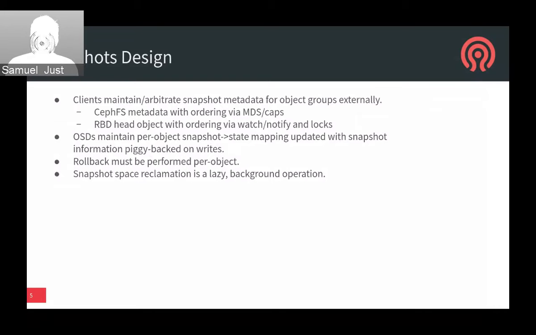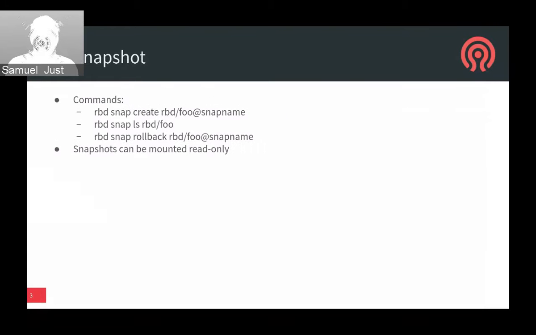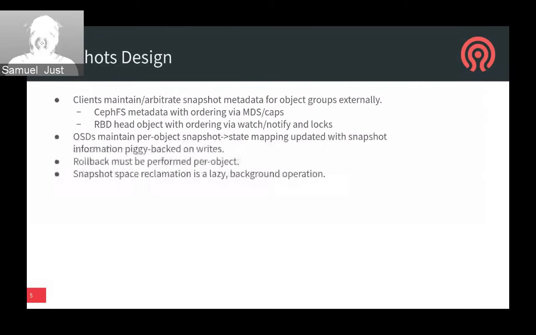OSDs maintain a per object snapshot to state mapping, updated with snapshot information piggybacked on writes, and I'll talk about that in exhausting detail. Rollback must be performed per object. So if we go back to this RBD example, RBD snap rollback requires time linear in the number of objects in the RBD image. Snapshot deletion is fast, but the space reclamation part is a lazy background operation that happens across the cluster.